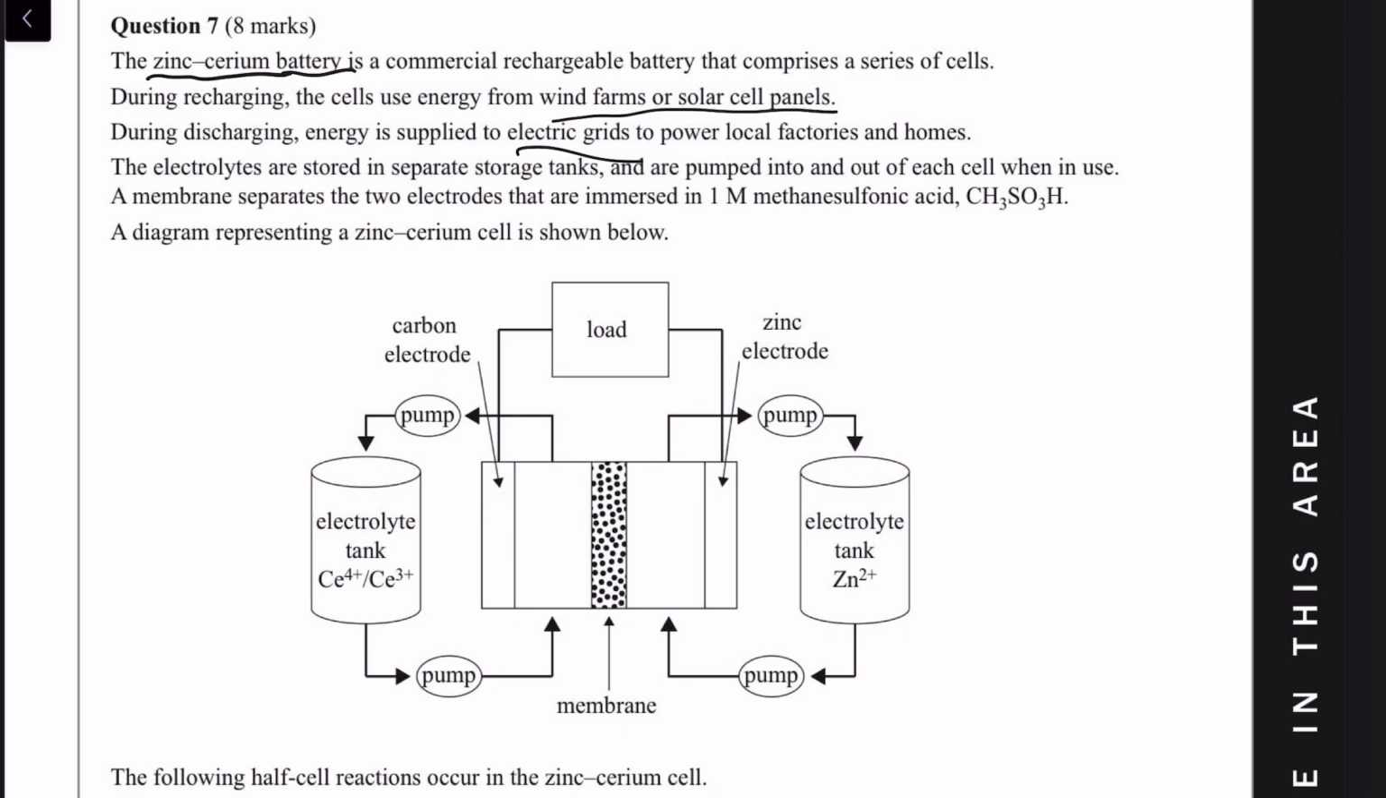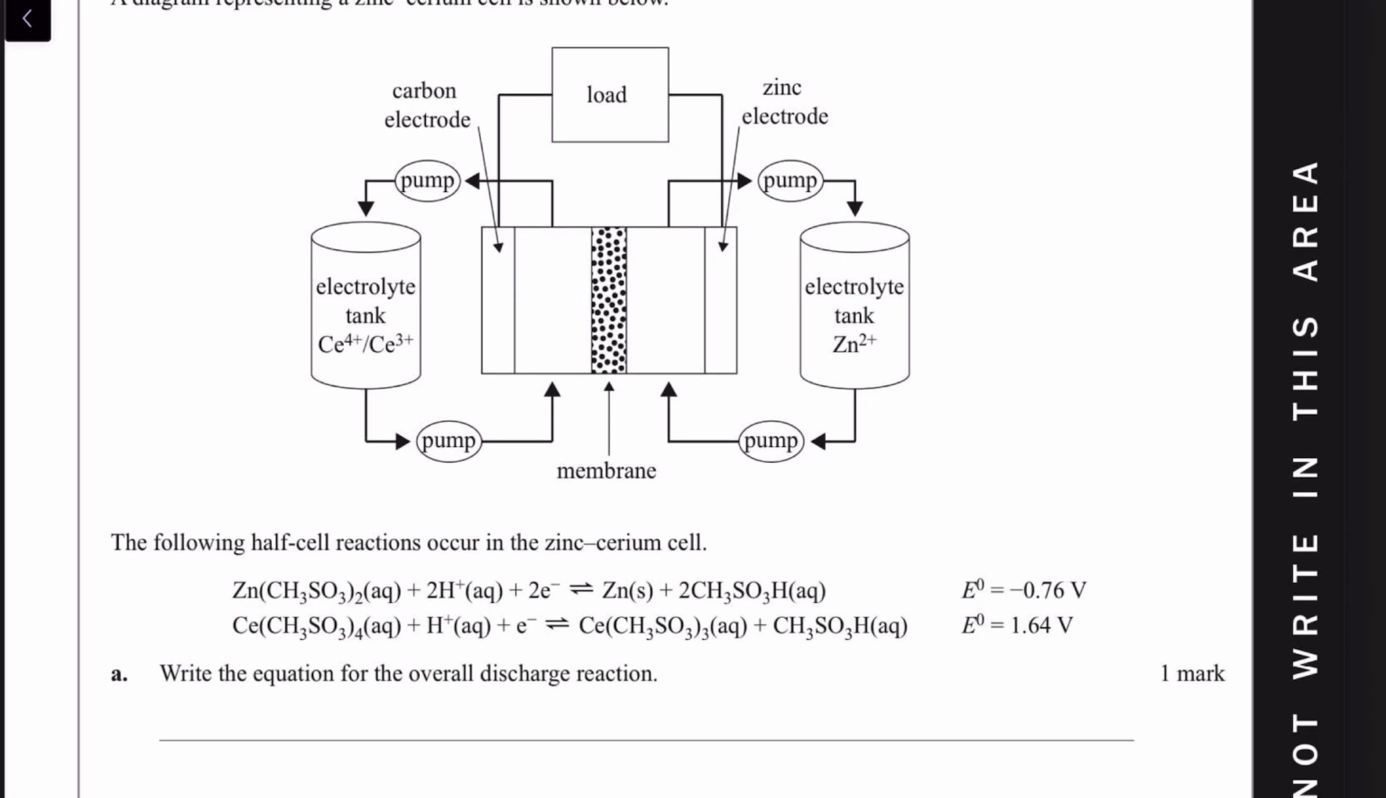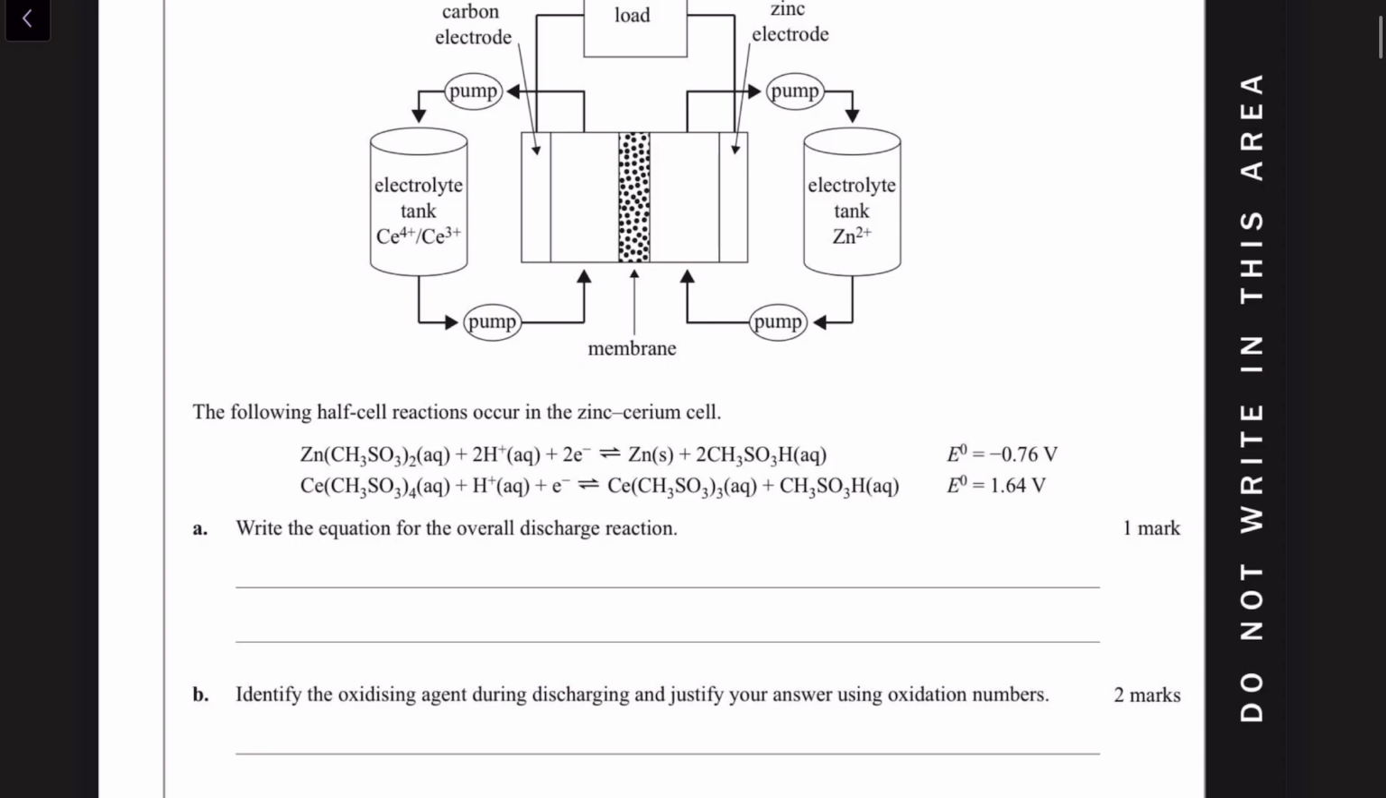The electrolytes are stored in separate storage tanks and are pumped into each cell when in use. So the membrane separates two electrodes, and this is really important. So we know we are doing everything under acidic condition. So what is the acid? I don't really care. I only need to know it is an acid. You're also given a diagram, a rather complicated looking diagram.